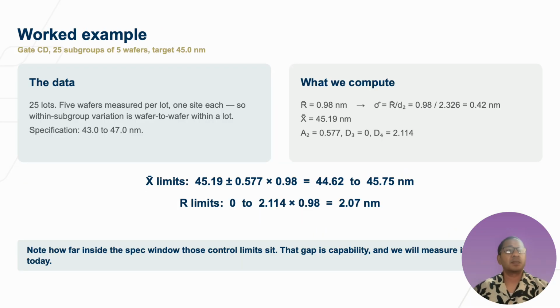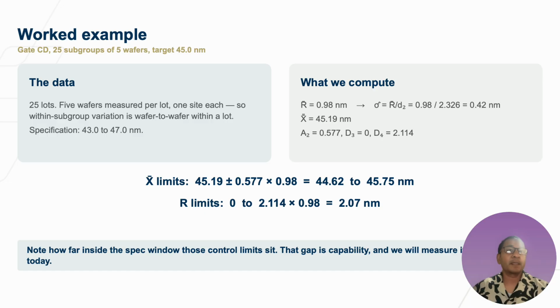Real numbers, gate CD, 25 lots, 5 wafers measured per lot, one site each. So within-subgroup variation here is wafer to wafer within lot. Specification is 43 to 47 nanometers. R bar comes out to be 0.98 nanometers. So sigma hat is 0.98 over 2.326, which is 0.42 nanometers.